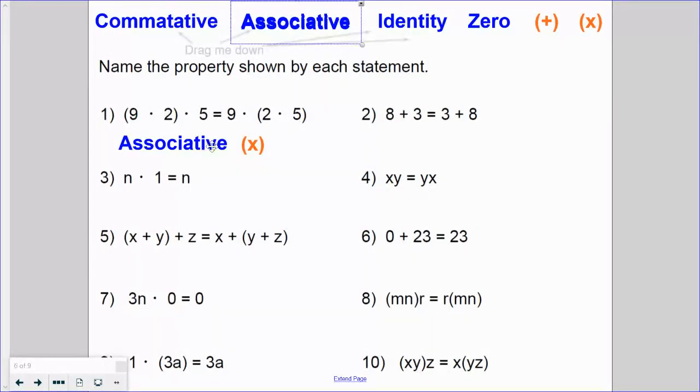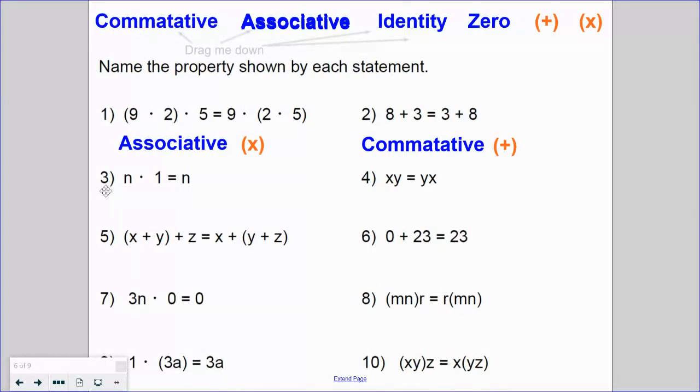This is associative, and I know it's associative because it took parentheses and grouped them differently. Then it's multiplication because there are dots for our multiplication symbols. Okay, so let's look at number 2. 8 plus 3 equals 3 plus 8. That came from our notes. Remember? Well, we know it's addition, so we can drag one of these addition signs. And then what is that with? Well, commutative property, because it's a different order that they actually go in.